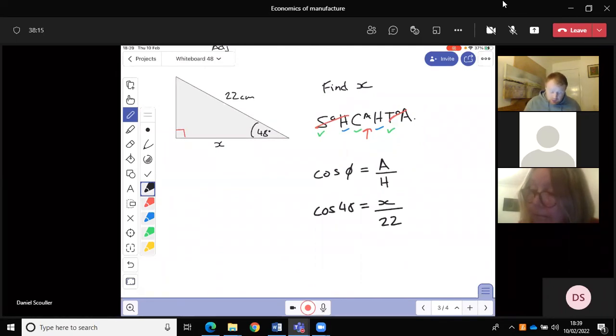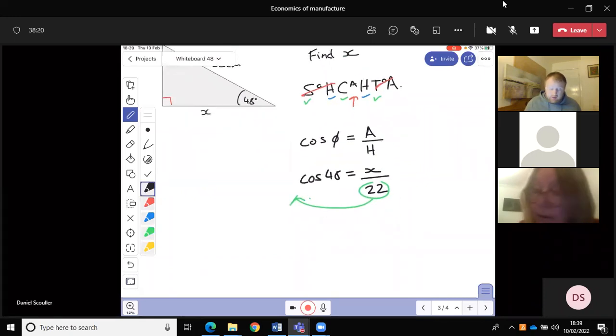So that 22 would just come across like we'd rearrange any other. You don't have to do a multiply sign, but that's what I'm meaning here. So I would usually just write 22 cos 48 would equal x. Now, if you want, you can write 22 multiplied by cos 48 equals x. They mean the same thing.